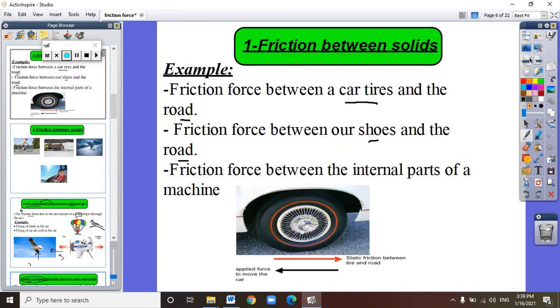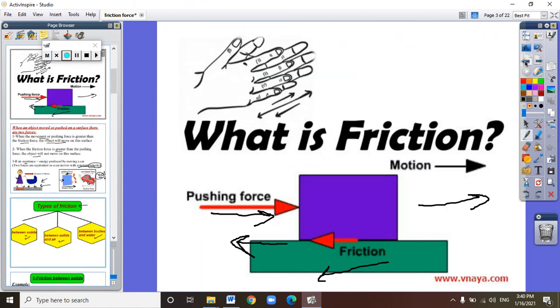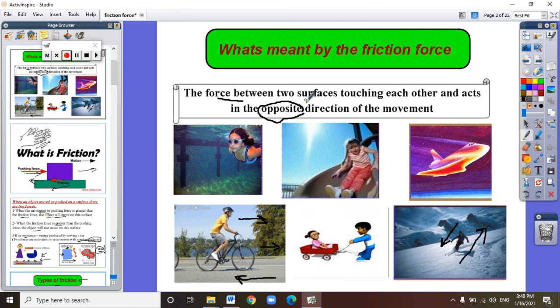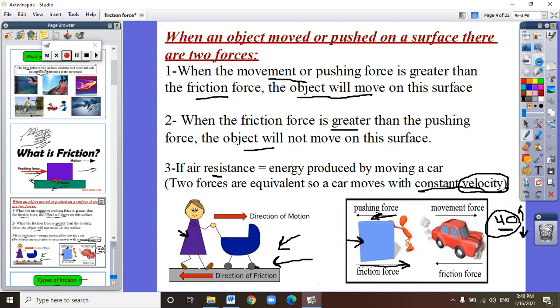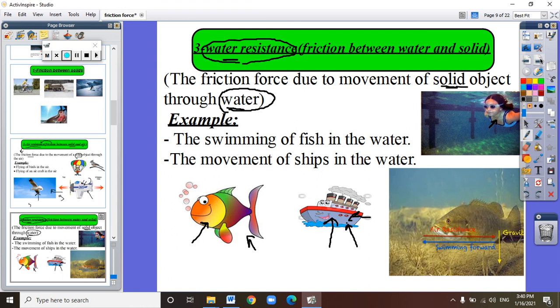So don't forget, Primary 5, we take today the types of the friction force between solids and air, which is called what? Very good. Air resistance. Between solids and water, which is called what? Very good. Water resistance. So we take today three definitions. Friction force, which is the force between two surfaces touching each other and it acts in the opposite direction. And we take also the air resistance, which is the friction force due to the movement of solids through the air. And we also take water resistance, the friction force due to the movement of solid objects through the water.